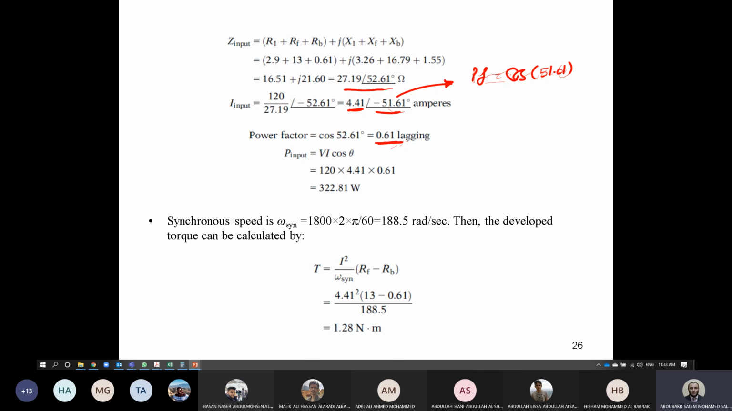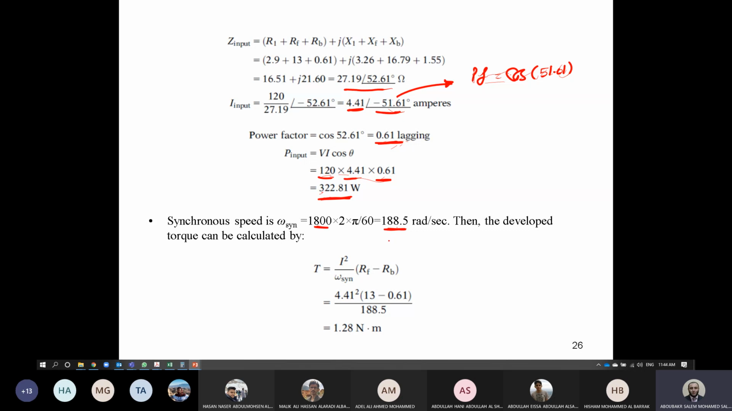So finally, after obtaining the power factor, we can say now power input equals VI cosine theta. We have V, we got I and the cosine theta, so we can obtain the input power. So the input power, Shabab, is 322.81 watts. Let's continue our analysis. We have the synchronous speed, which is NS multiplied by 2 pi over 60. This is now to convert the value of RPM to radian per second. So this is now representing omega s.